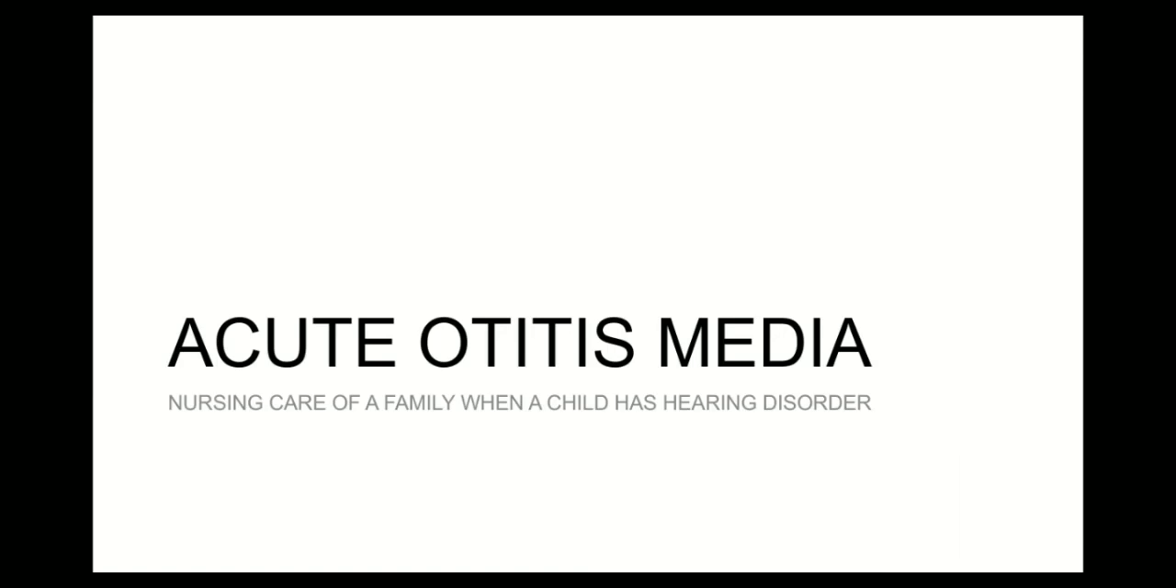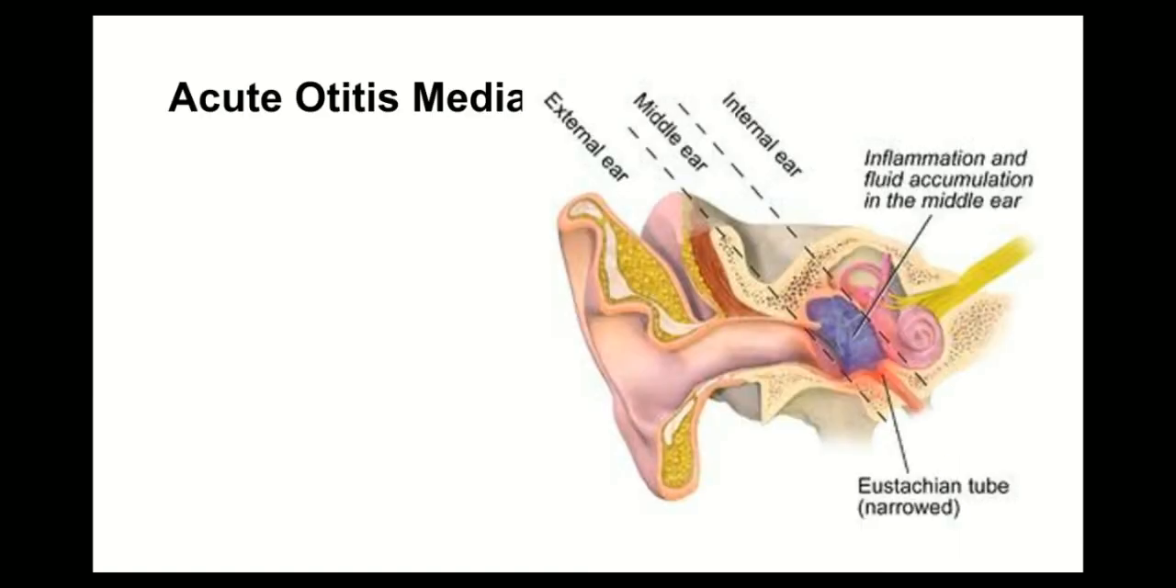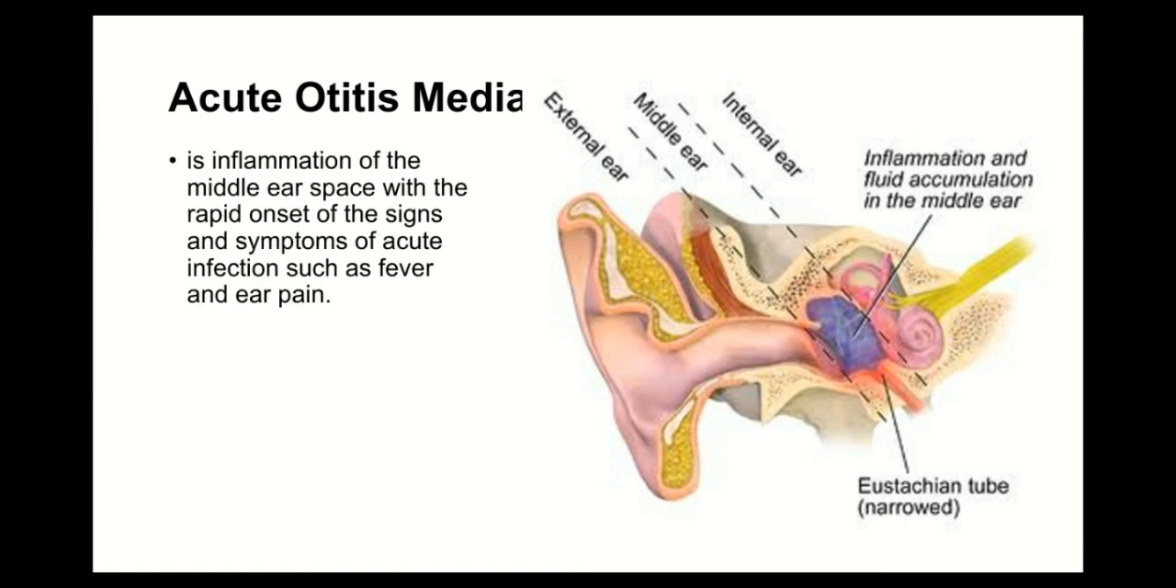Let us go to the last topic, which belongs to hearing disorders, acute otitis media. So acute otitis media is an infection of the middle ear. As you can see in the picture, I have there an anatomy of the human ear. So there is inflammation in the middle ear with rapid onset of acute infections such as fever and ear pain.